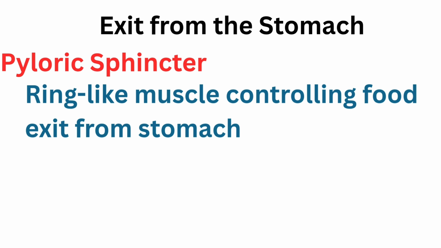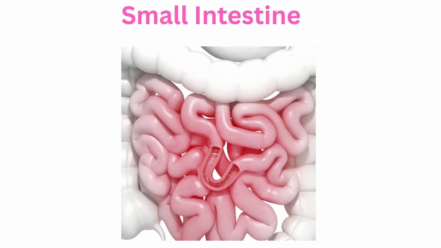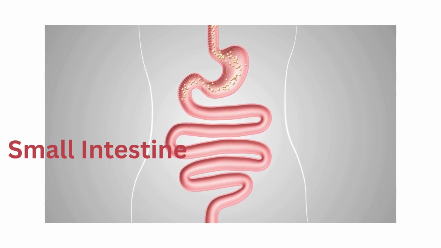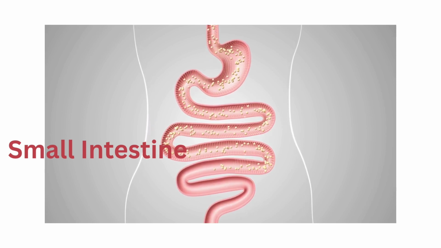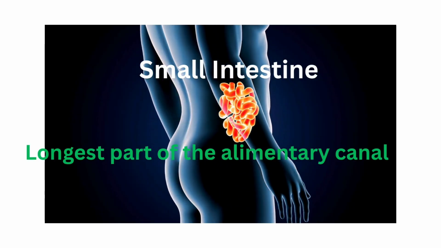The exit of food from the stomach is controlled by a special ring-like muscle called the pyloric sphincter. It works like a careful gatekeeper, releasing the food in small amounts into the next part of the journey, the small intestine. From the stomach, the food now enters the small intestine, which is actually the longest part of the alimentary canal. So the longest part of the alimentary canal is the small intestine.